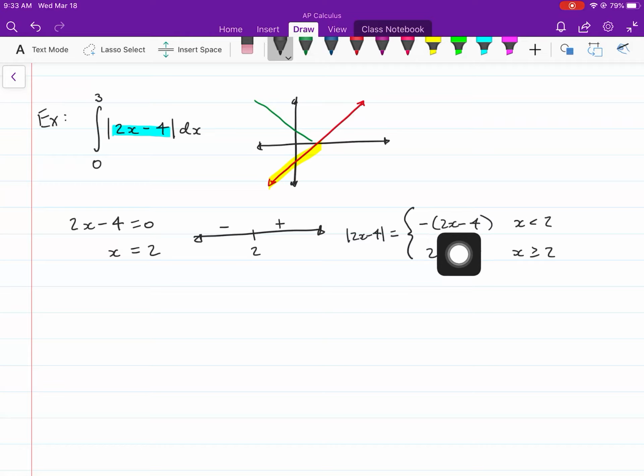And what this is doing is, when it's negative, we're doing the opposite of a negative. And think about that, two negatives: if we're to the left of 2, it's negative, all our outputs would be negative. Well, two negatives would make it positive. It would flip that part there. So here's how we're going to do our integral.